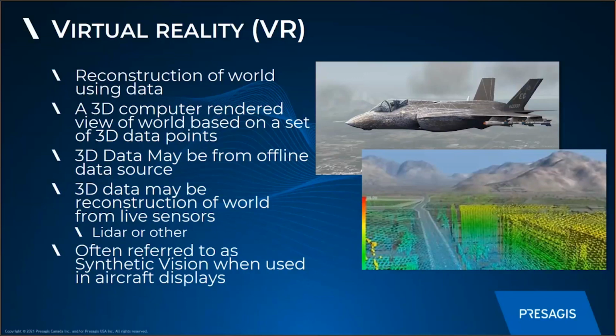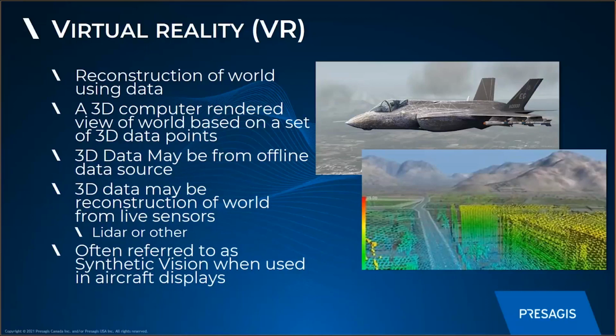In this example, we have an aircraft here, but it's not real. It's made up of a series of polygons, and it's being rendered in space, and the terrain behind it is not real. It's computer generated with textures and polygon maps all over it. Now, this 3D data may be pre-processed data that's been recorded offline and stored on a storage mechanism and then plotted, or it could be 3D data that's being reconstructed in real time from live sensors, LiDAR or other.